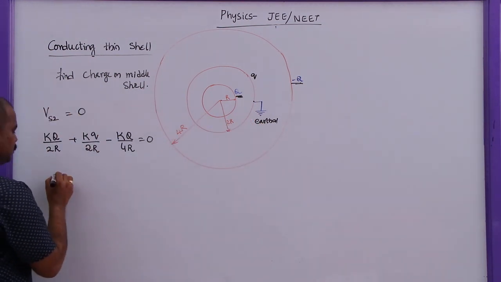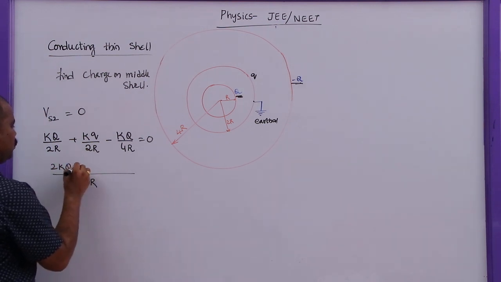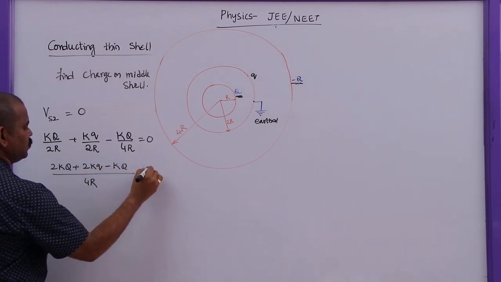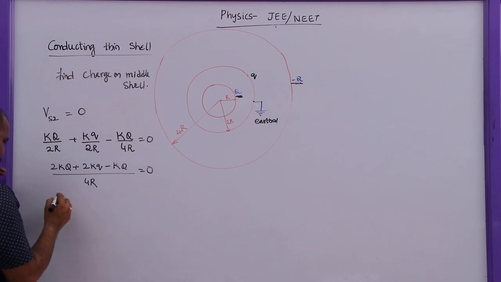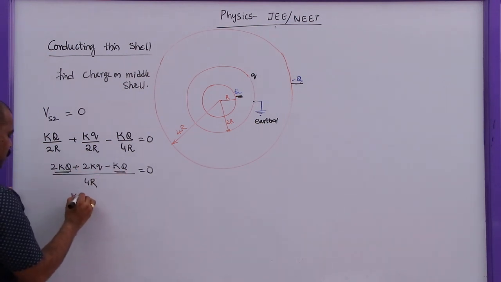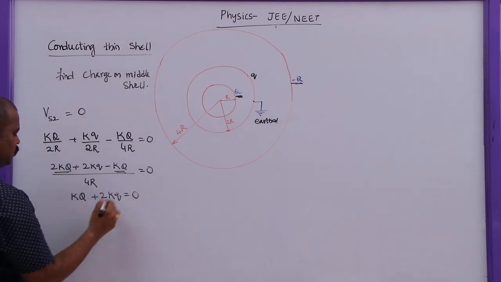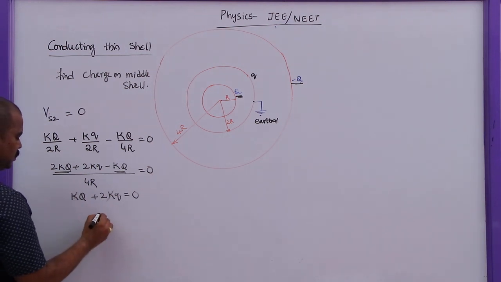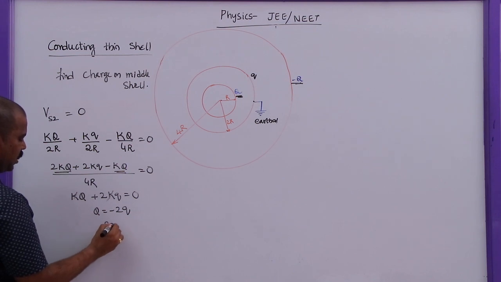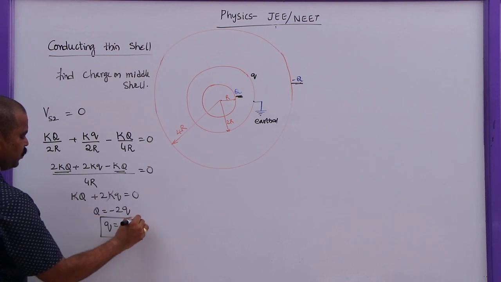Now, based on this, let me take the LCM 4R. This is 2KQ plus 2Kq minus KQ is equal to 0. Now, by cross multiplication, you will get 2KQ minus KQ, that is KQ, plus 2Kq is equal to 0. Now, K gets cancelled. So q is equal to minus Q by 2, and the charge on the middle sphere after earthing will be minus Q by 2.